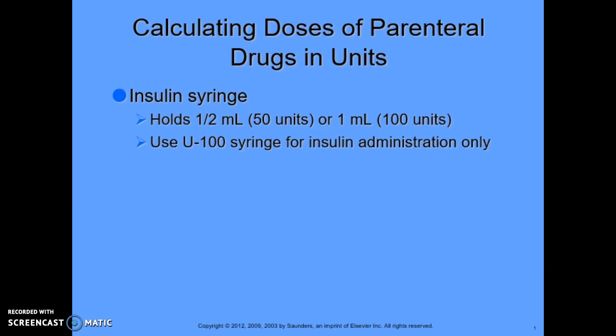So let's talk quickly about calculating doses of parenteral drugs in units, and we're looking here at the insulin syringe first. It holds a half milliliter, so 50 units if it's a half milliliter, or 1 milliliter equals 100 units. We use the unit 100 syringe for insulin administration only.